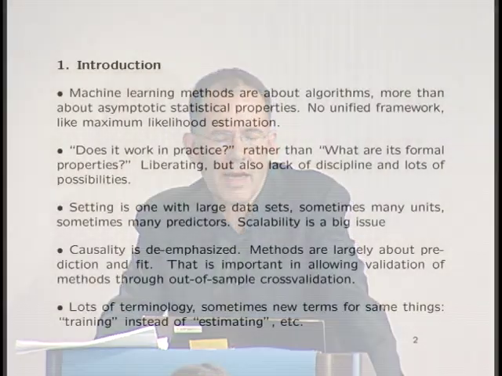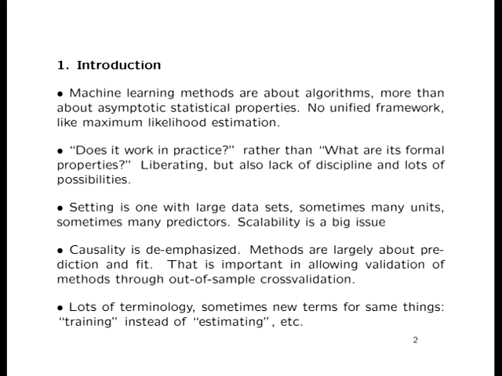So this is partly echoing what Susan was saying. A lot of these machine learning methods are much more about the algorithms than about asymptotic properties. And so there's no unified framework, where often in econometrics we write down models, and then we know where to look for methods for actually implementing these models.